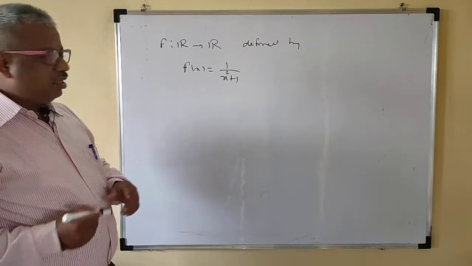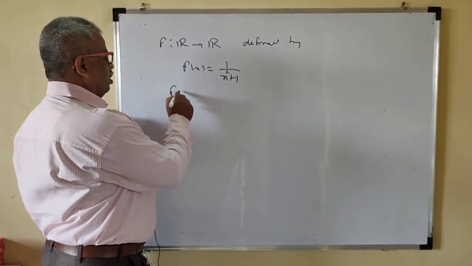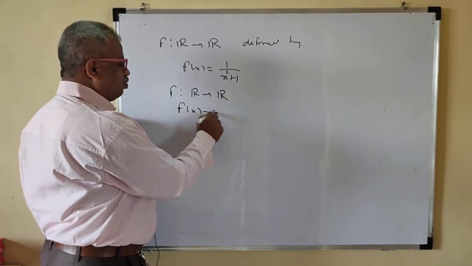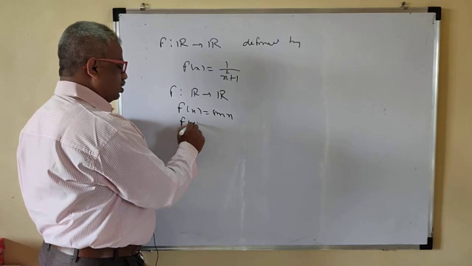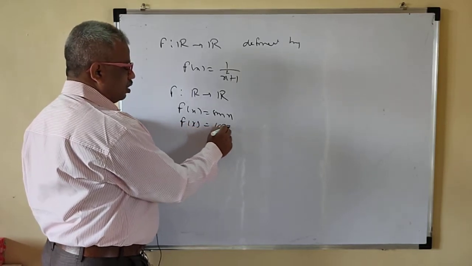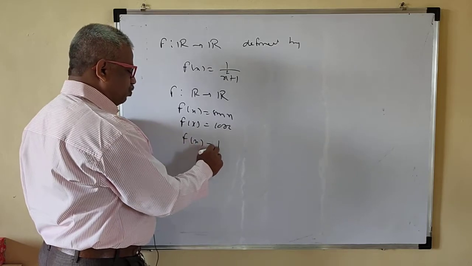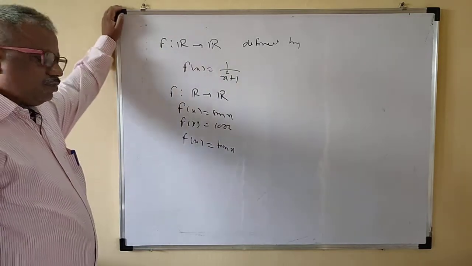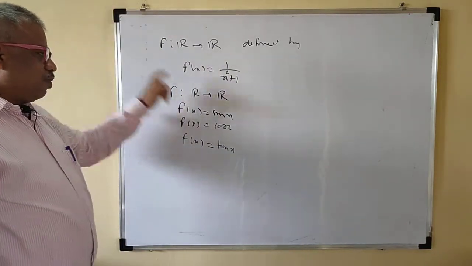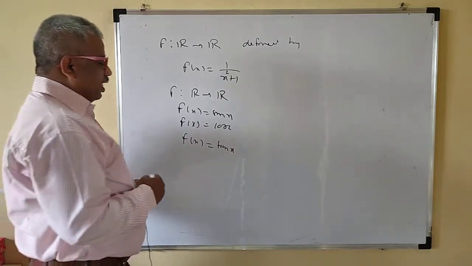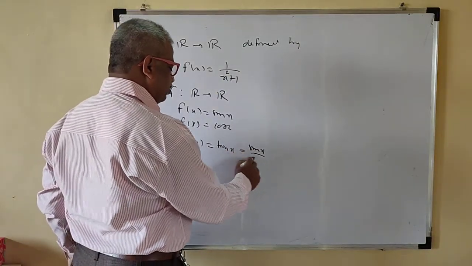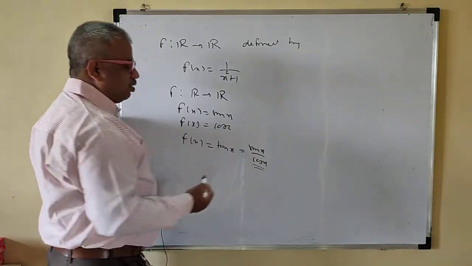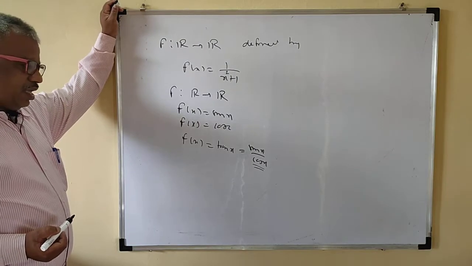So now similarly, if we define f from R to R, suppose f of x is equal to sin x, f of x is equal to cos x, but f of x is equal to tan x. If you define tan x, is it a function from R to R? So now what is tan x? Tan x is nothing but sin x upon cos x. So cos x may be 0 now.